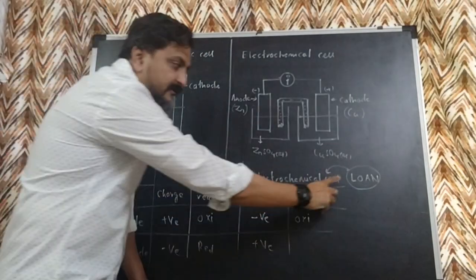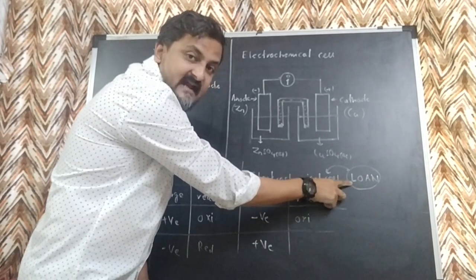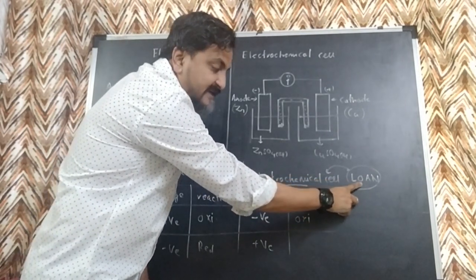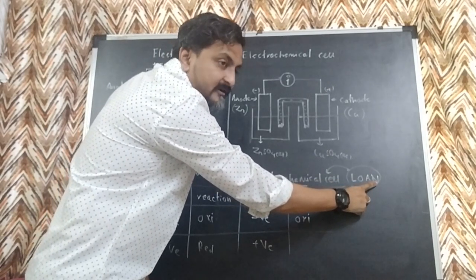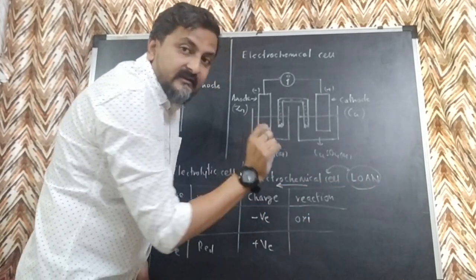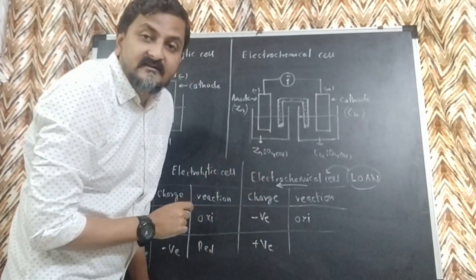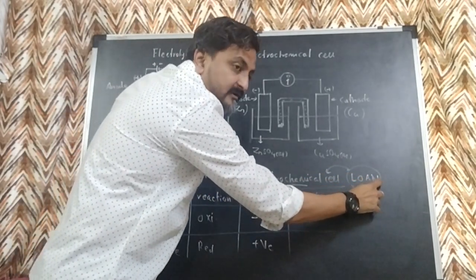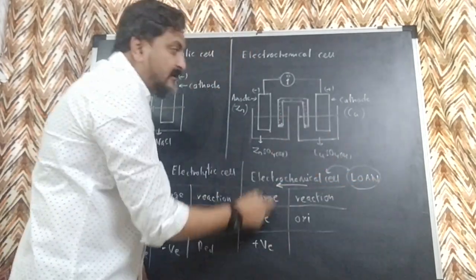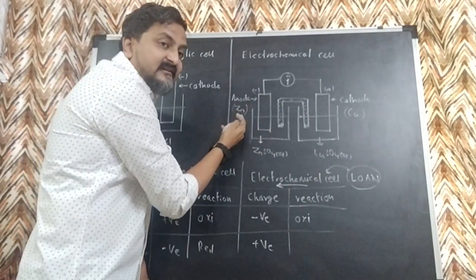I have written one word here, LOAN. You can clearly see where L stands for left, O stands for oxidation, A stands for anode, and N stands for negative. So this word gives all the information about anode as far as electrochemical cell is concerned. I'll repeat, this is left, oxidation, anode, negative. You can clearly see when it comes to drawing a diagram, anode is at the left.